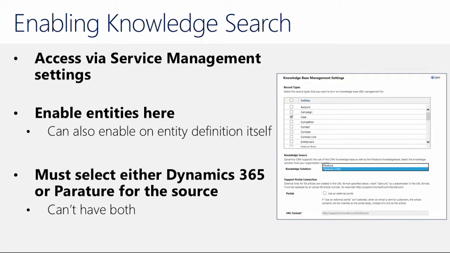The nice thing about knowledge management functionality is there's a two-tier process. You can either enable it on an entity definition itself, or you can enable it through the knowledge searching functionality. But then you have to specify how you want to use it. It supports either Dynamics 365 or currently Parature if you have an existing Parature instance, but you have to pick one or the other. Remember that moving forward, Dynamics 365 is really going to be the preferred method. And if you are trying to connect with any kind of on-premise situation, Dynamics 365 is really your only option from a knowledge management perspective. But let's go ahead and show you what that looks like inside the app itself.